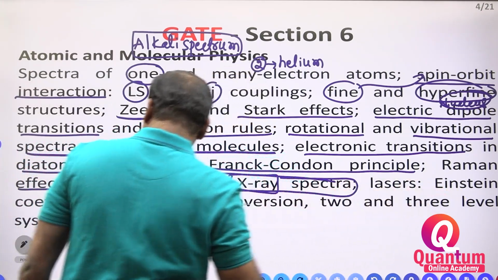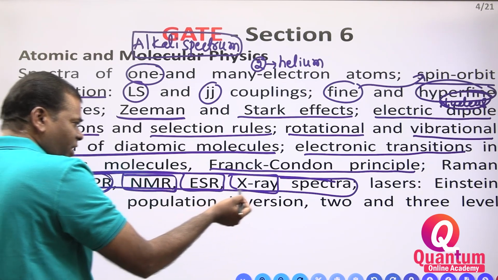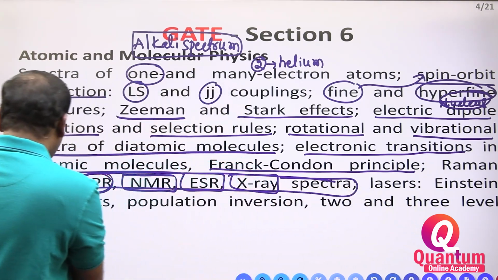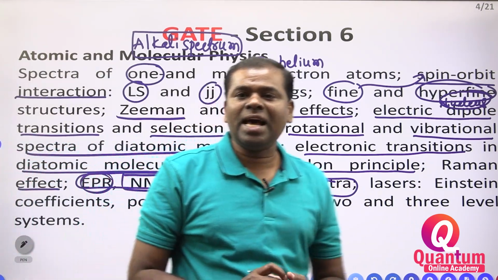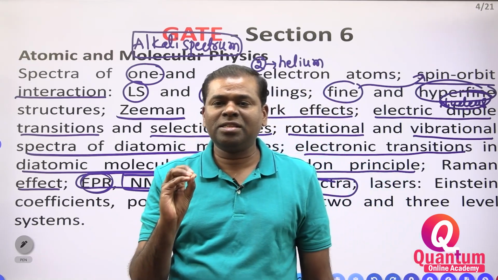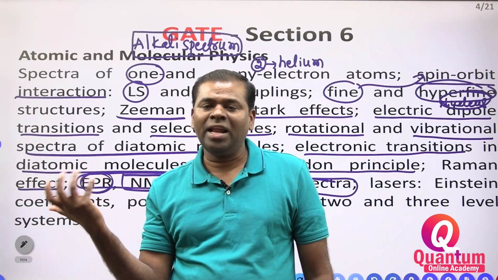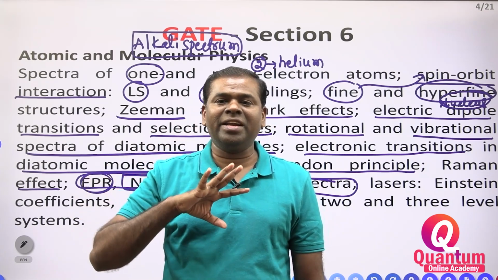Lasers: Einstein coefficients, population inversion, 2 and 3 level systems. In the GATE exam also, some topics not covered in CSIR are covered in GATE.